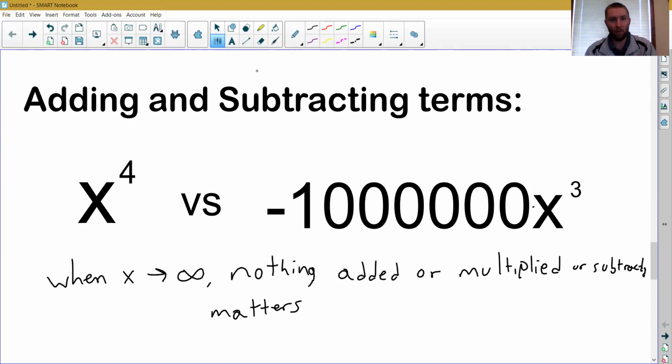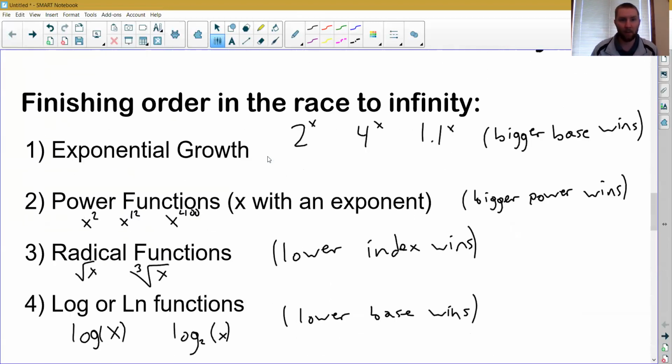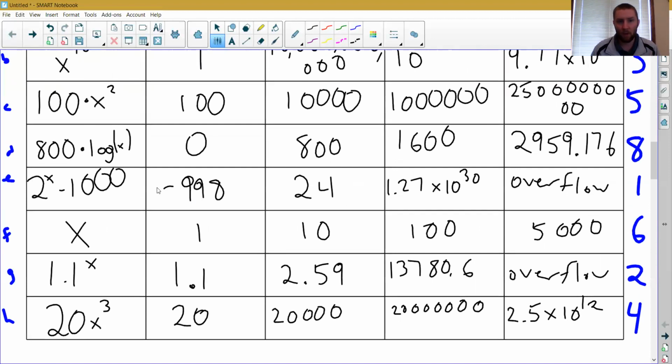So just like if I were to scroll back up to my race to infinity, remember that 2 to the x started out in last place because there was a minus 1,000, right? Because there was a minus 1,000, it started out way behind everything else. But as we get to infinity, as we start doing 2 to the 100th power or 2 to the 300th power, right? When we get to these numbers that are in the millions, billions, trillions, quadrillions, does minusing 1,000 really actually matter? Right? Like think about if you have $1 million and somebody asks you for $1,000, I mean, it seems like a lot of money, but it's less than 1% of what you actually have, right? It's like 1/10 of 1% of what you have.